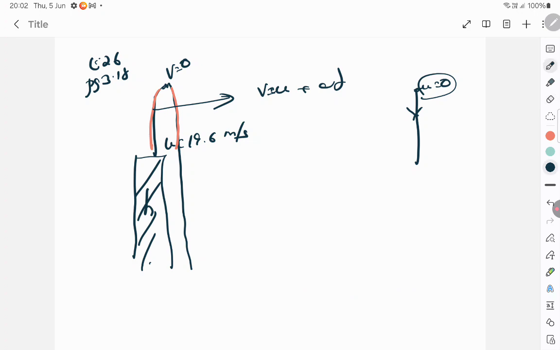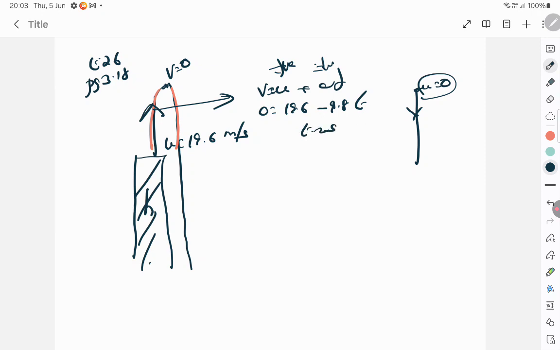v is equal to u plus at. v itself is 0. u itself is 19.6. Gravity is minus 9.8 into t. Why minus 9.8? When a ball is thrown up, the gravity is acting down. Therefore, if I'm taking u to be positive, gravity has to be taken as negative. Whenever the ball is going up, the gravity should be taken as negative. So with this, I can find time to be 2 seconds.